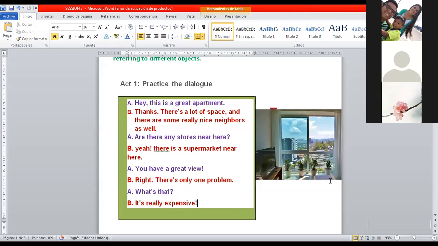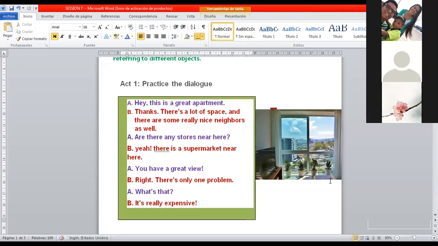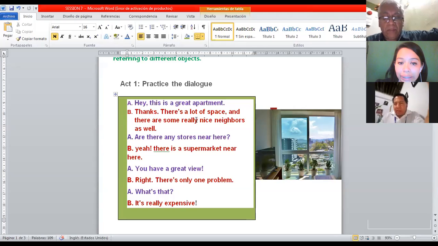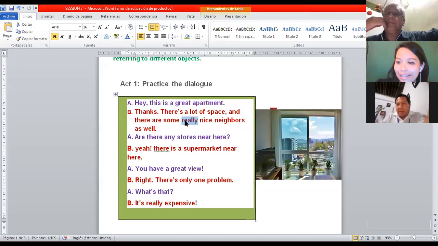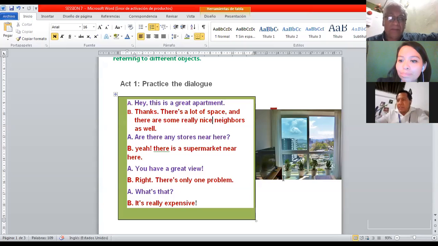La segunda que dice, thanks, there is a lot of space and there are some really nice neighbors. Ahí, en really se me ha escapado. Really? Okay, there are some really nice neighbors. Usamos really para decir en realidad, all right? Or en verdad. So there are some really nice neighbors. Hay muy, en realidad, muy buenos vecinos. Like, for example, cuando le digo algo and usted me dice, en verdad, really? Okay, so en serio, en verdad. So también lo usamos para enfatizar. There are some really nice. Está enfatizando nice, que son muy buenos, all right? Are we okay? Yes. Okay, perfect. That's great.